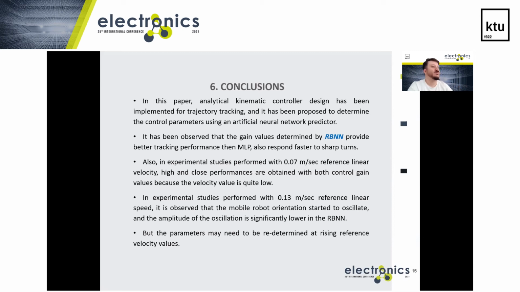And also we carried out experimental studies for a lower and a higher reference linear velocity. For the lower one, we saw that performances are close and high, no problem. But for a higher reference linear velocity, the mobile robot orientation started to oscillate. But still, the amplitude of the oscillation was lower in the RBNN. But we can say that the control gain parameters must be redetermined at rising reference velocity.